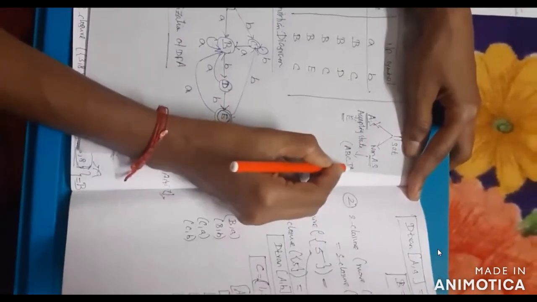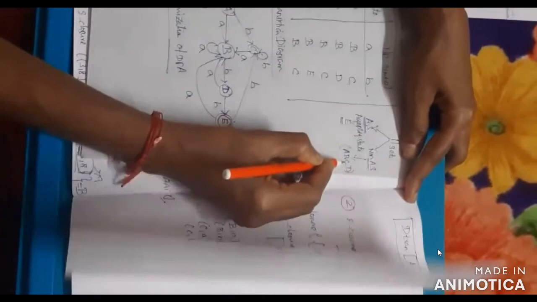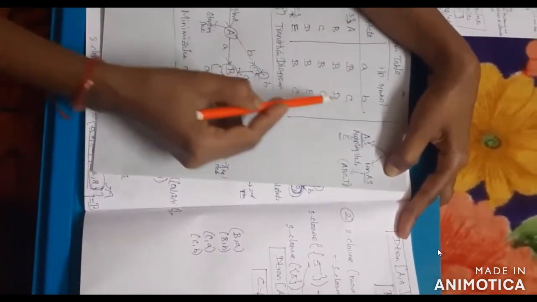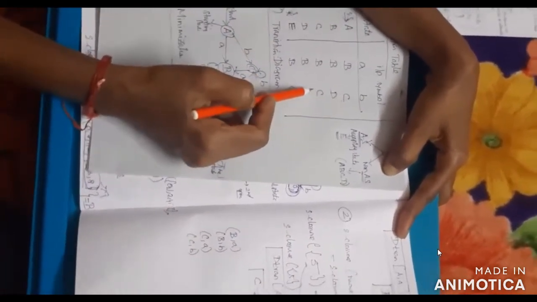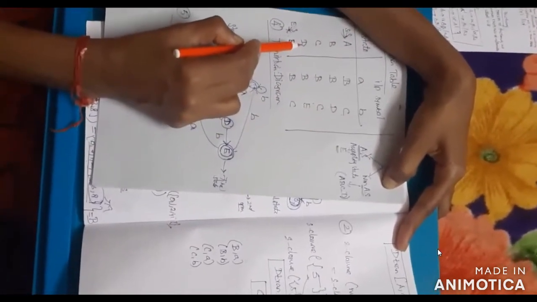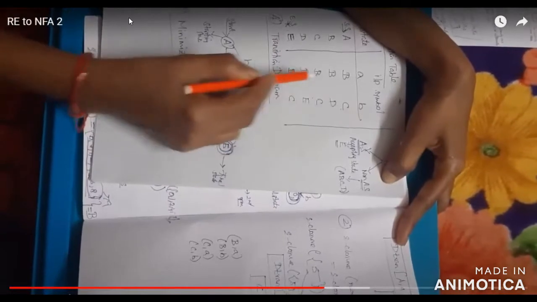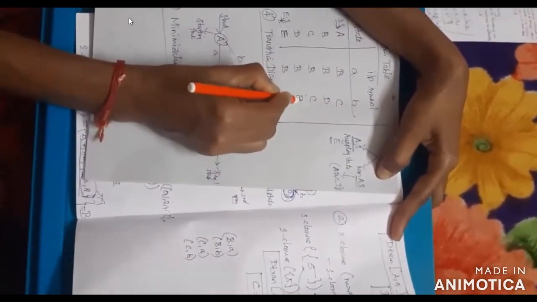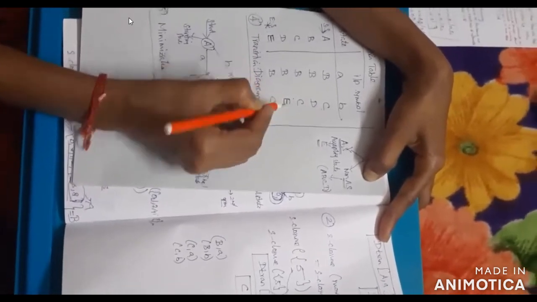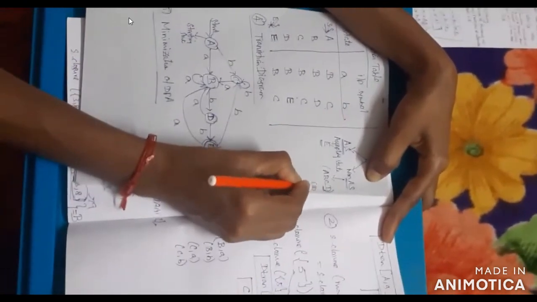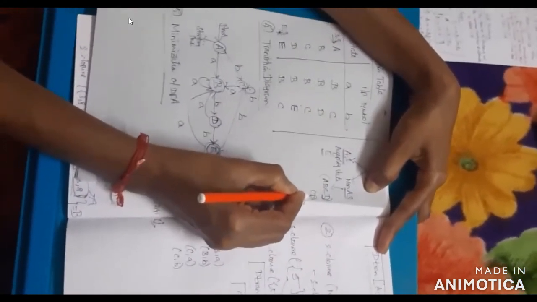Here you can check A, B, C, D. Check A: the output is B, C. C's output is B, C. Both have the same values. Next check D. The output of D on a is B, and on b is E, which is the accepting state. So the accepting state appears for D, and there is no need to remove the value for D.